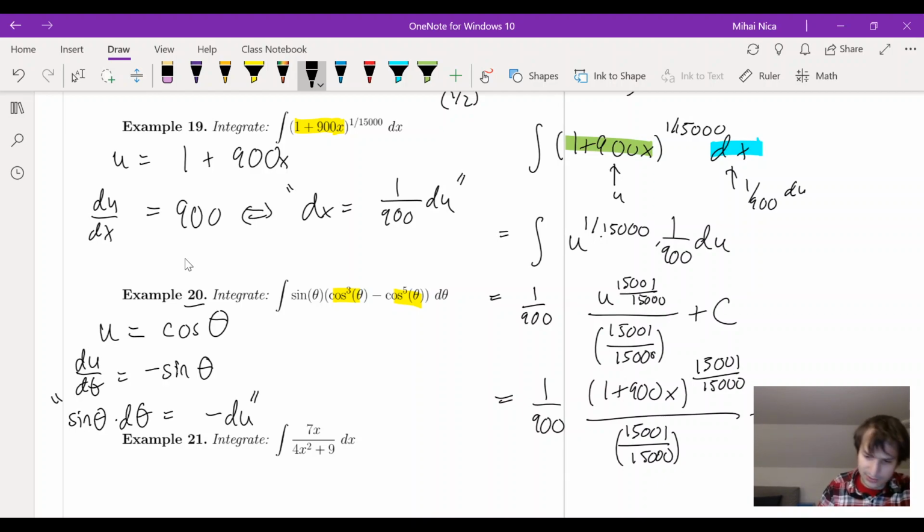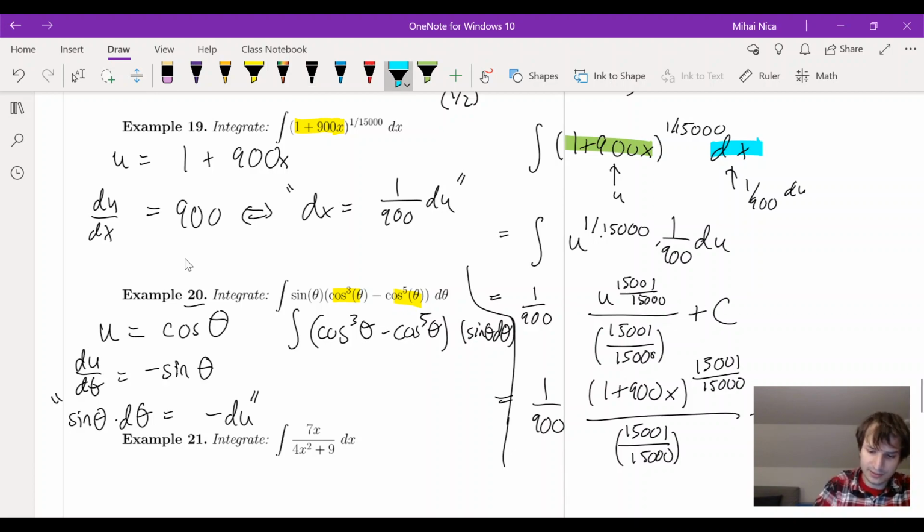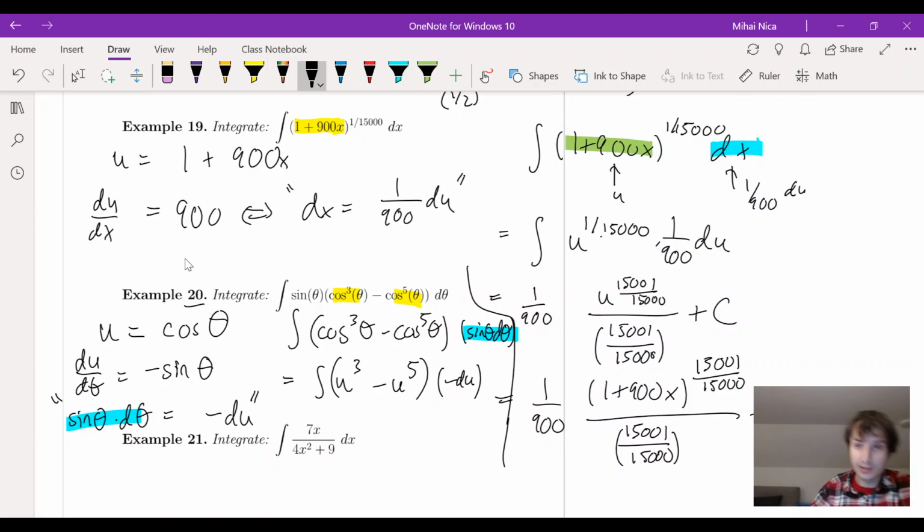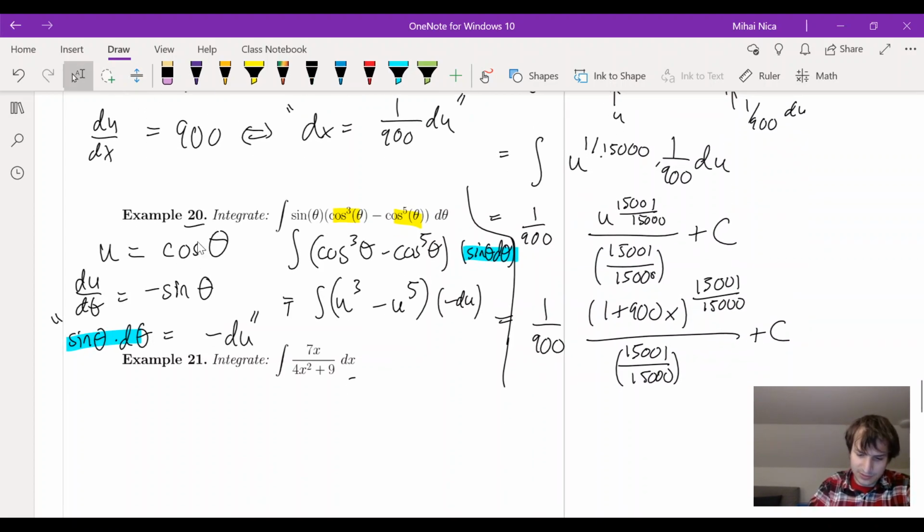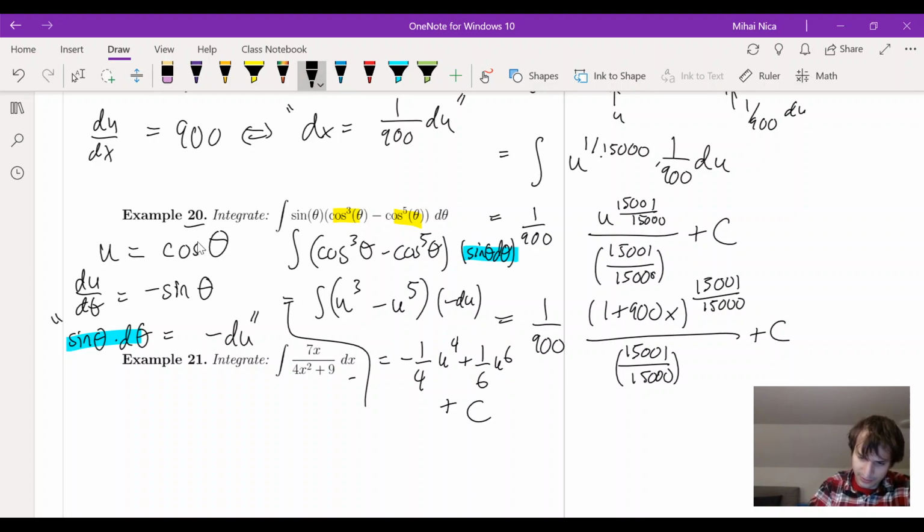So that's what we're going to use over here, because you write this integral as cosine cubed of theta minus cosine to the power 5 of theta, and then I have a sine theta d theta. And the sine theta d theta is exactly this minus du. So this is equal to the integral. Cosine is u, so u cubed minus u to the power 5, and sine theta d theta is a minus du. Okay, and then we just integrate that using the reverse power rule. So you get minus 1/4 u to the 4 plus 1 over 6 u to the 6, plus c.